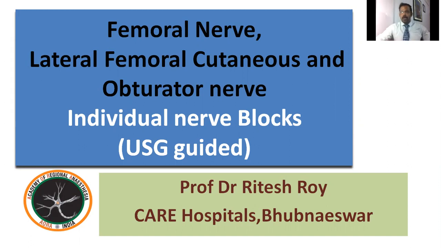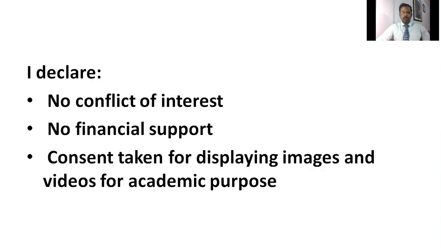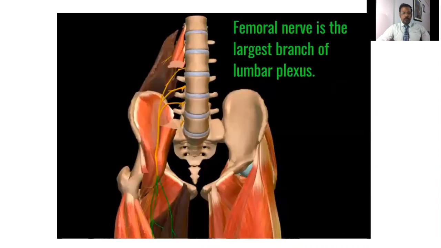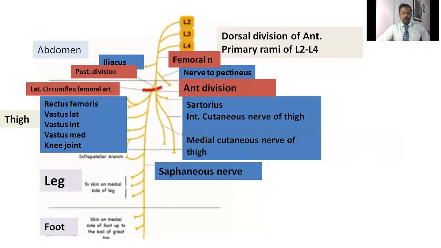Today, I will be speaking about ultrasound guided femoral, lateral femoral cutaneous, and obturator nerve block. These are my declarations. The femoral nerve is formed from the dorsal division of the anterior primary rami of L2 to L4 spinal nerves. It is the largest branch of the lumbar plexus and the chief nerve of the anterior compartment of the thigh. It divides after entering the thigh, at the level of the lateral circumflex femoral artery, into anterior and posterior divisions, and it continues as the saphenous nerve in the leg and foot, supplying the medial aspect of the skin of the leg and foot.